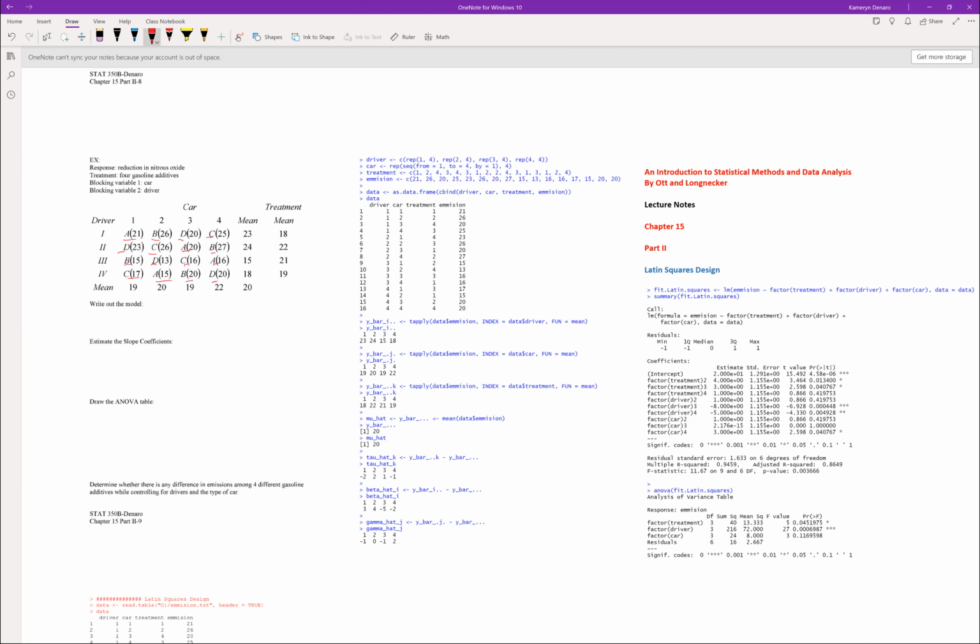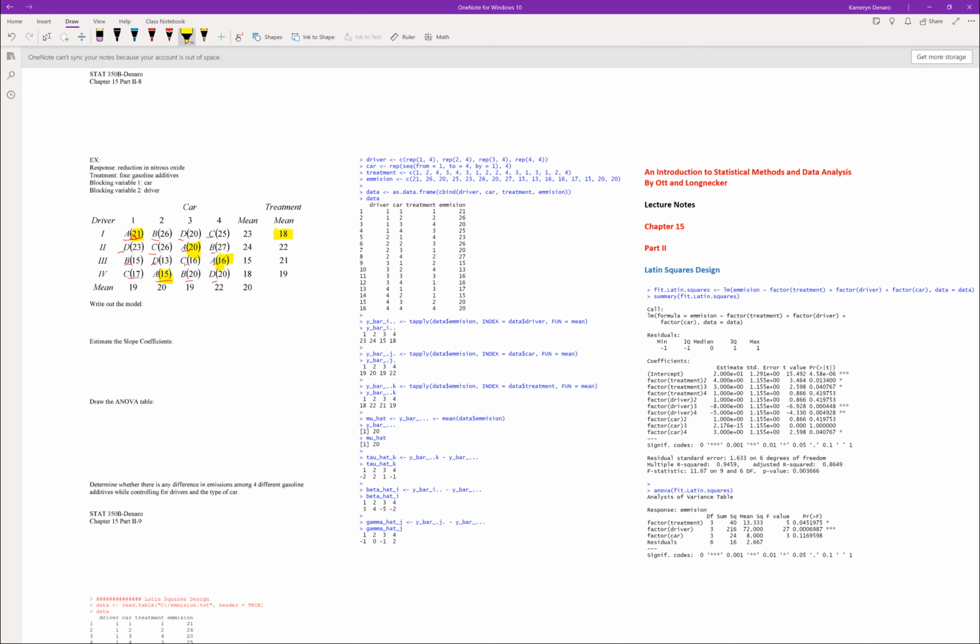All right, we have the driver means and the car means as well as the treatment means. For the mean of 18, if we look at 21, 20, 15, and 16 and average those, we get 18.